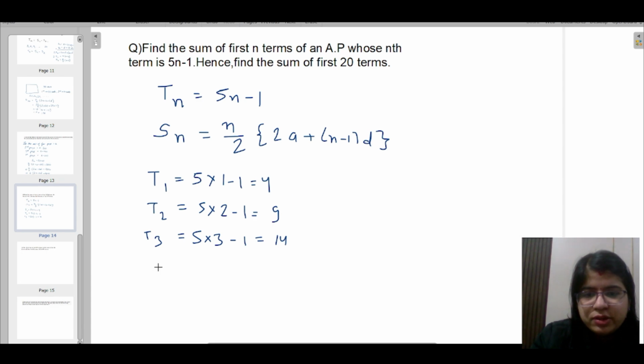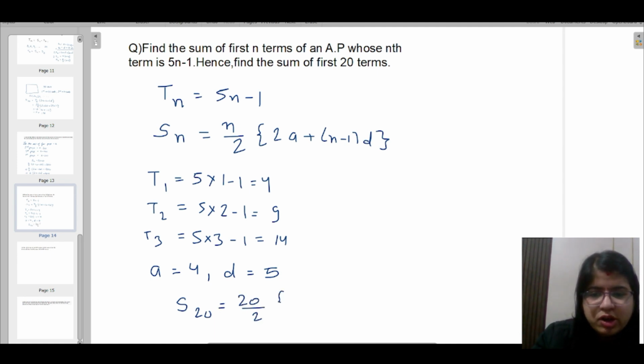So students, here a is how much? 4. Common difference is T2 minus T1, 9 minus 4, which is 5. So S20 is equal to n by 2, 20 upon 2, into 2a, which is 2 into 4, plus 19 into 5. This I can write as 10. Here we will get.